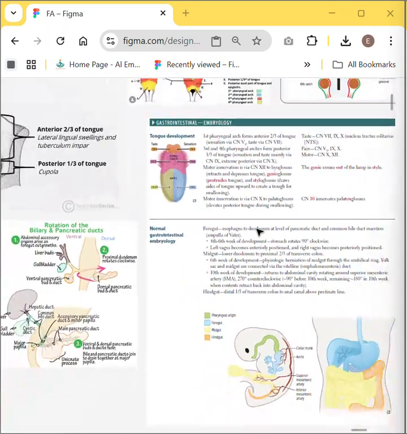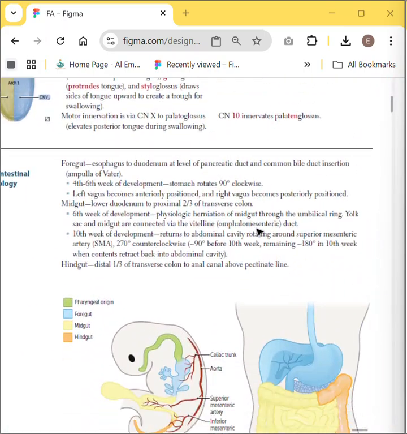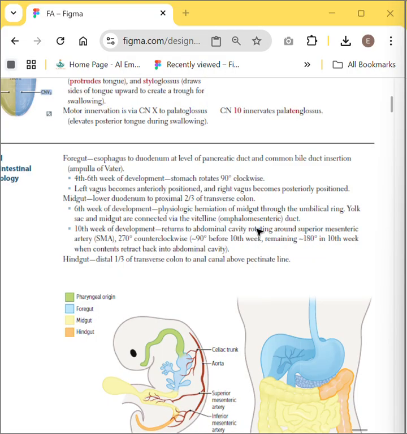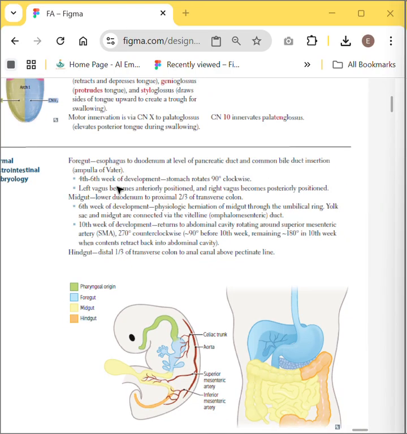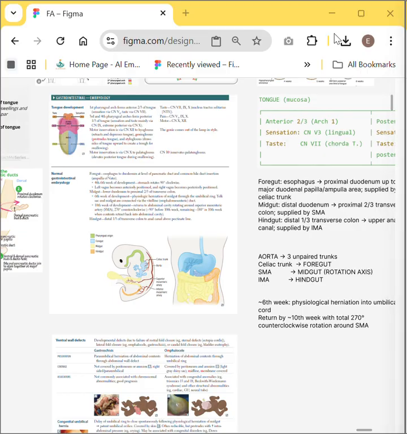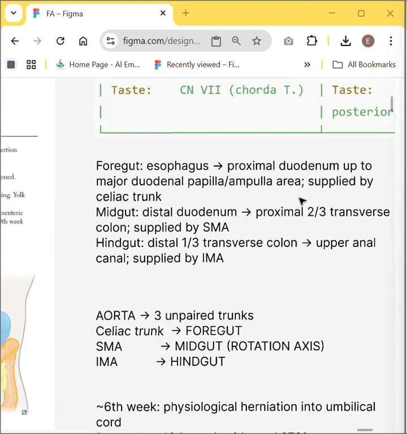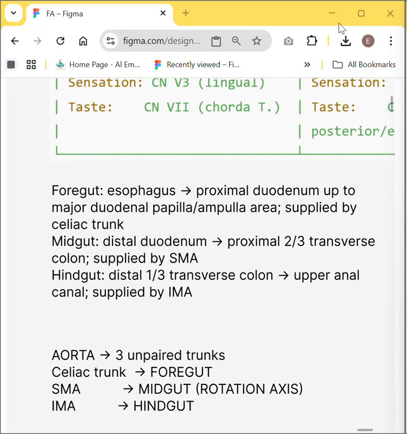Okay. Now the normal gastrointestinal embryology. Remember, we have something called the foregut, midgut, and hindgut, right? What is basically the foregut? Okay, this is important, so I need to show this to you. The foregut is all the part that starts from the esophagus to the proximal duodenum, up to the major duodenal papilla or ampulla area, supplied by the celiac trunk.